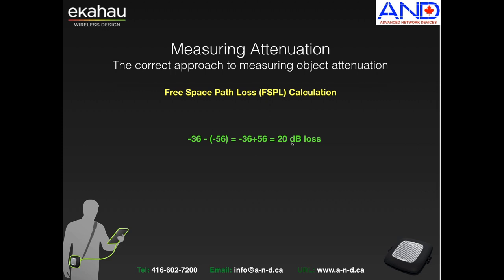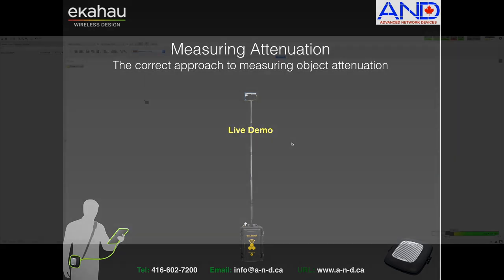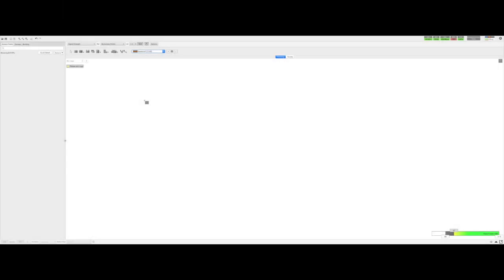attenuating surface or object. Let's go through a live demo of what we do with what we calculate and what we measure in reference to inputting the data into IKAHA Wi-Fi site survey. Once we are in IKAHA Wi-Fi site survey and we have all of our data, we go to the planning mode. That's the first thing we need to do. Then we select the wall attenuation to be able to input the data.